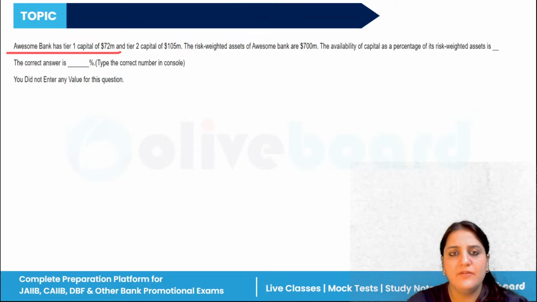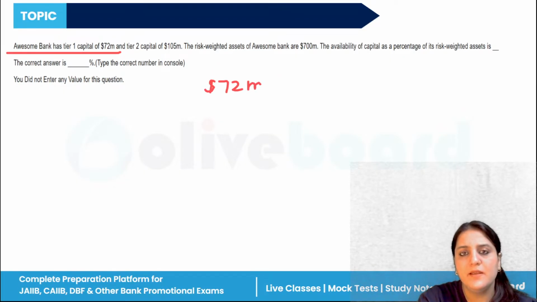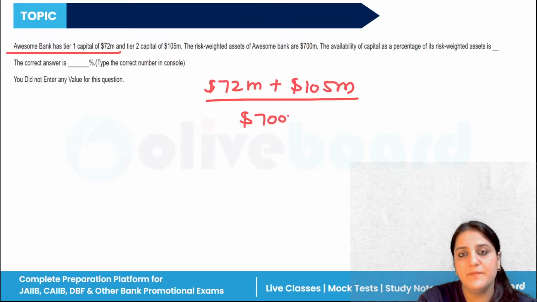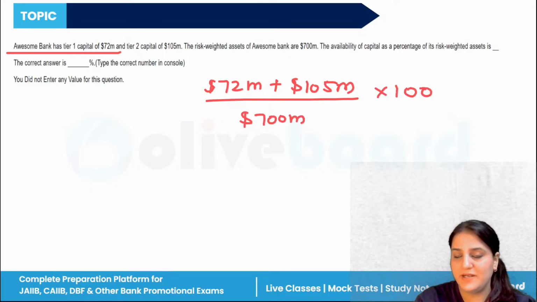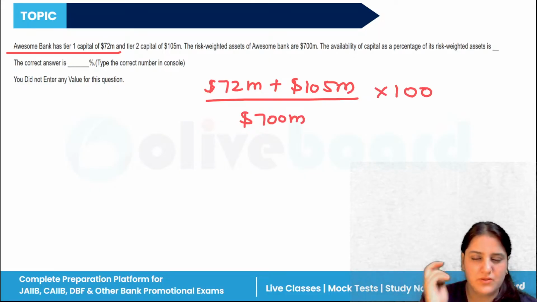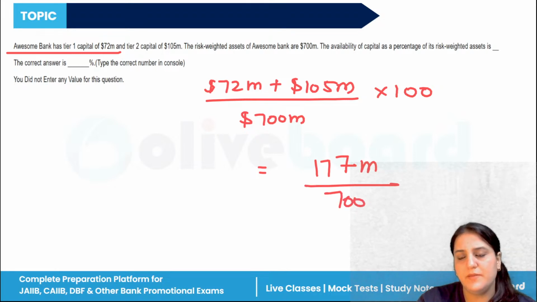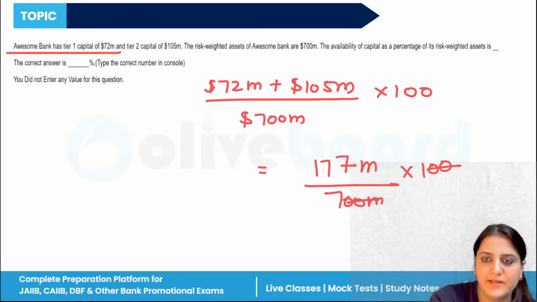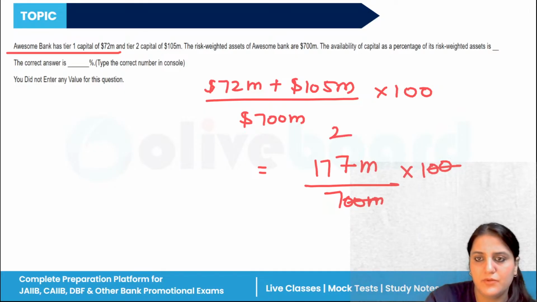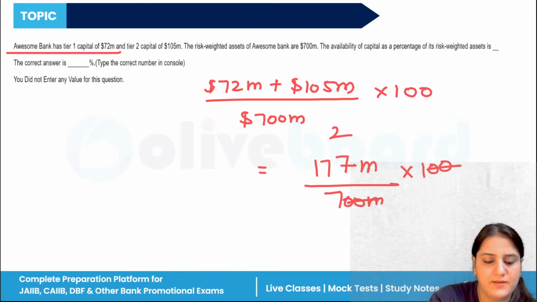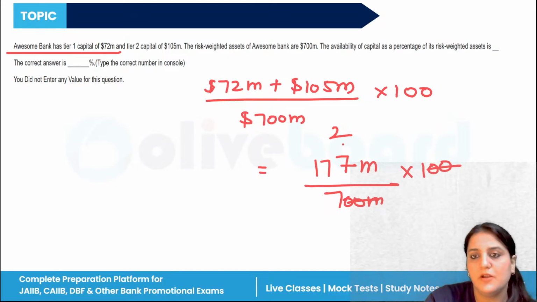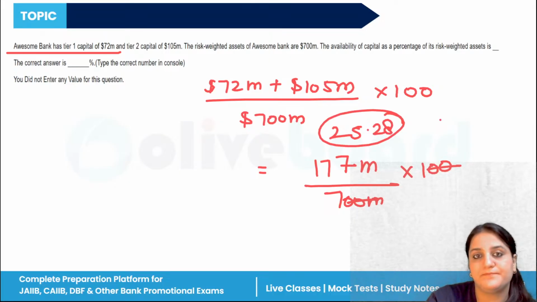So here Tier 1 capital is 72 million, Tier 2 capital is 105 million, divided by 700 million. We have to find it in percentage, so multiply it by 100. So it is equals to 177 million divided by 700 million multiply by 100. So after dividing it, 177 divided by 7 is 25.28%. Okay.